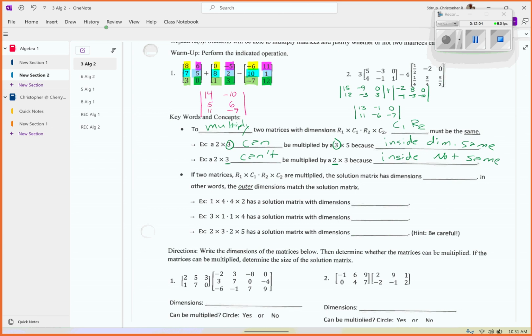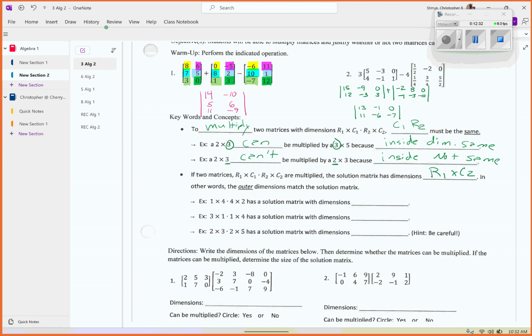So let's go through filling these out, and then I'm pretty sure I'll be able to get you to see how this is going to work. Okay? So if two matrices R sub 1 by C sub 1 times R sub 2 by C sub 2 are multiplied, the solution matrix has a dimension of R sub 1 by C sub 2. So the outside numbers tell you what the answer would be as far as the dimensions.